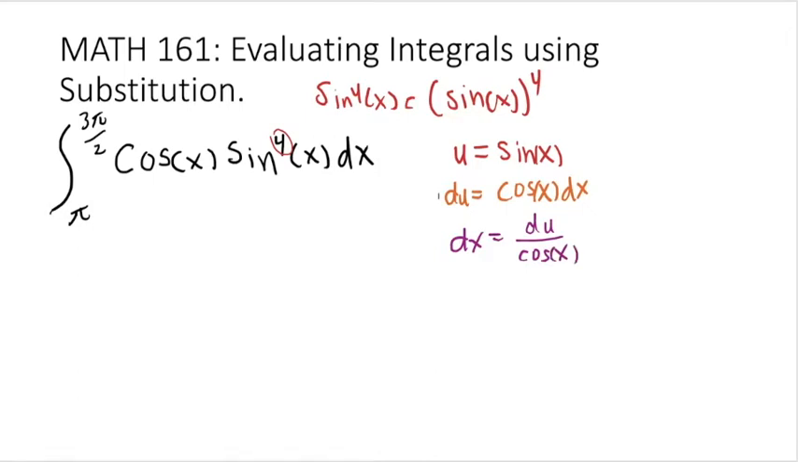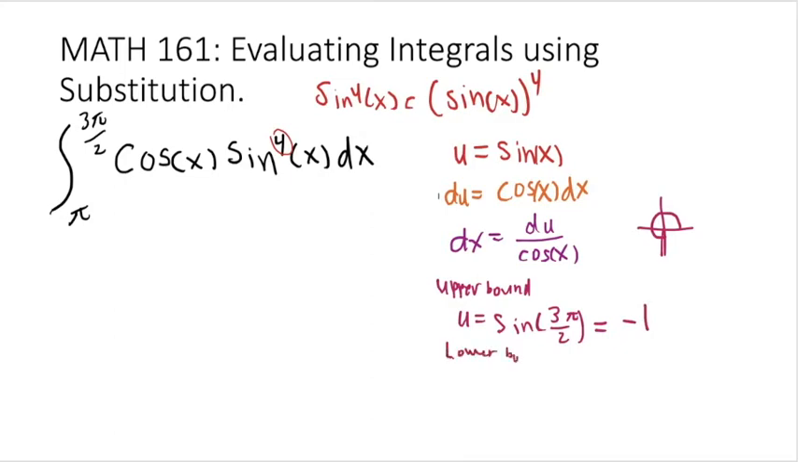Now let's change our bounds. Our new upper bound in terms of u is going to be sine of 3 pi over 2, which according to our unit circle is -1. And our lower bound is going to be 0, according to our unit circle.